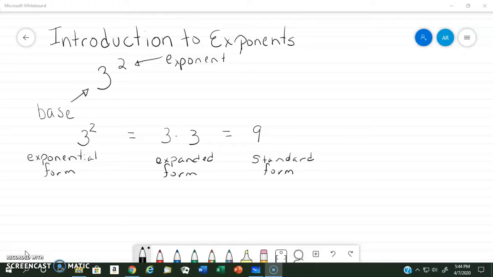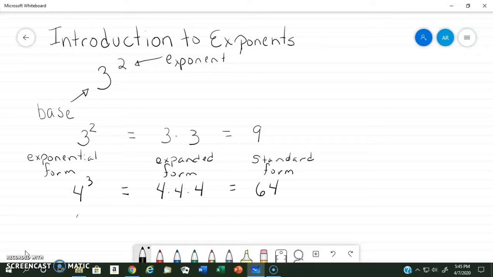So doing another example of this, if I had 4 cubed, that's the exponential form. That means I have 4 times 4 times 4. So I've multiplied that number by itself 3 times. That's what the exponent tells me. And 4 times 4 times 4 is 64.